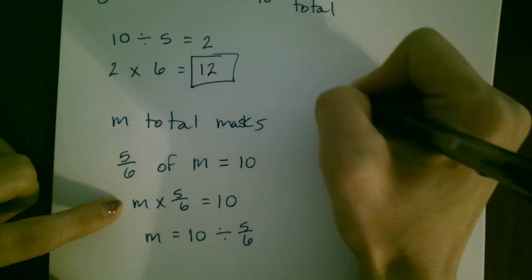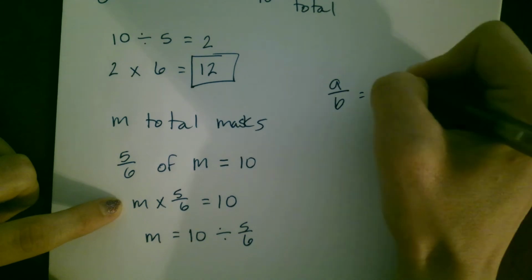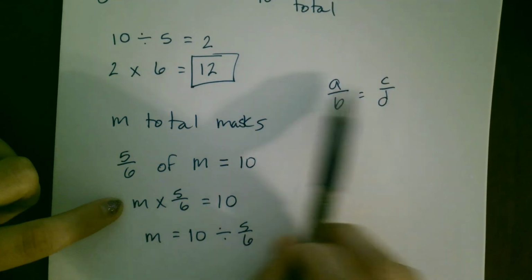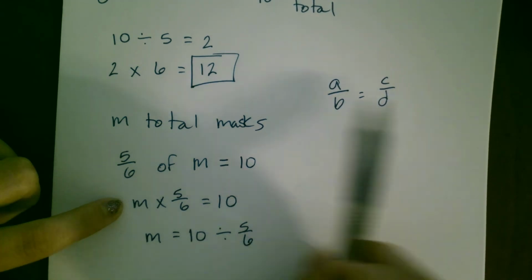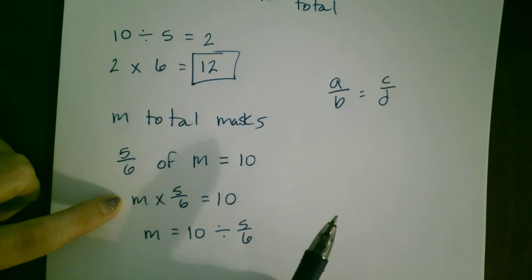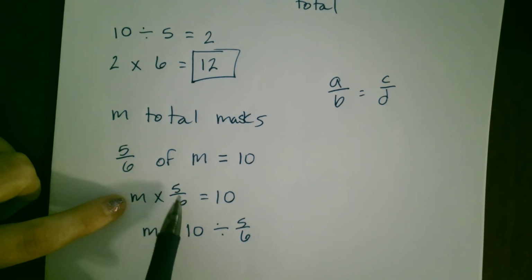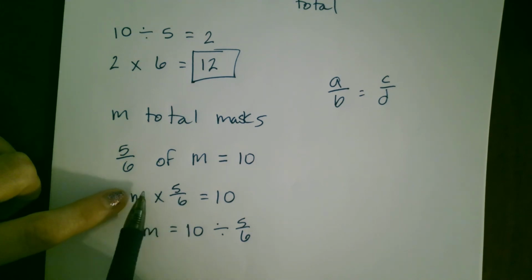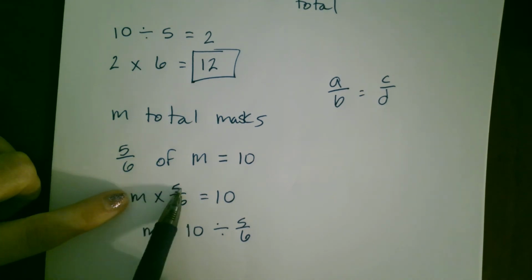If I had A over B equals C over D, I could multiply both sides by B, multiply both sides by D, and get a little comparison. We can essentially do the same thing here. A fraction is broken up into two parts. By multiplication, I can multiply straight across, so I'm actually multiplying by 5 and dividing by 6. So I can use the inverse operations to get rid of it.